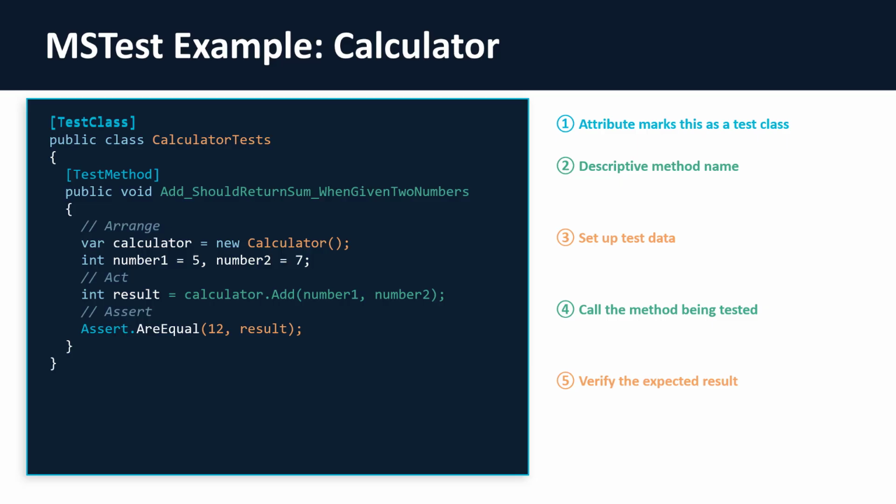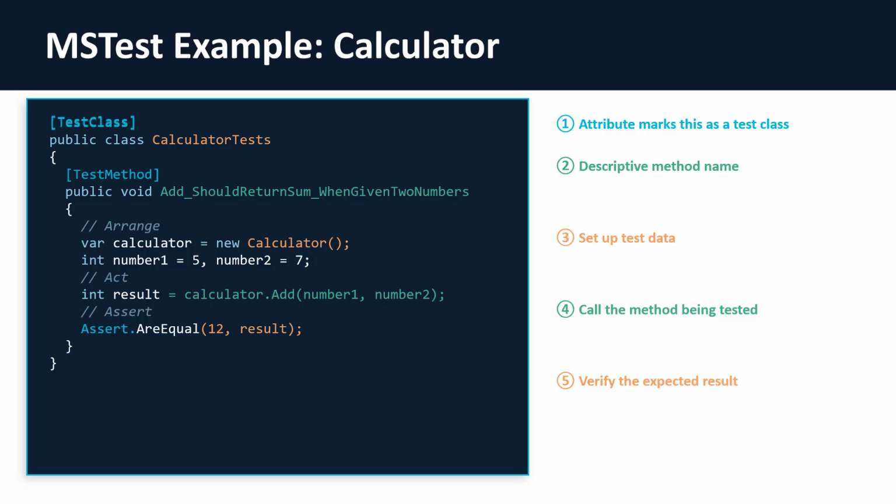So then we look at our arrange. We create a calculator object. We declare number 1 is 5 and number 2 is 7. So there's no database or file system or HTTP call or anything. It's very clean, right? And this is very beginner friendly. It should look really familiar from maybe your first intro to programming class. So we create something, we set 2 numbers.